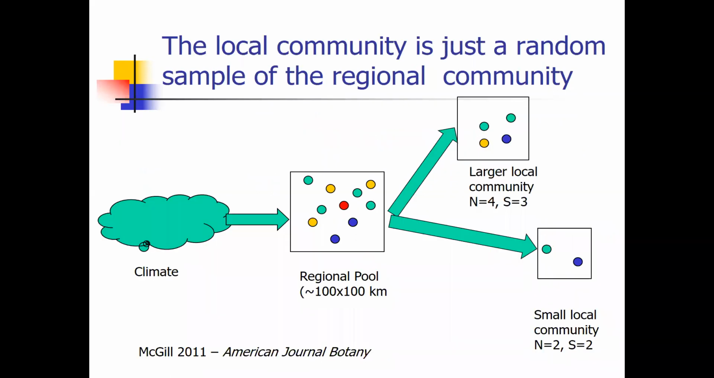Okay, so the question I want to ask is, how much can we perceive or reproduce community patterns just literally as a mathematical sample? Random sampling.